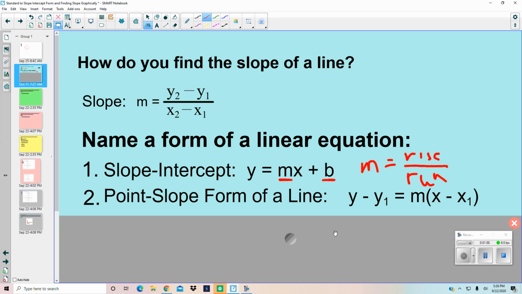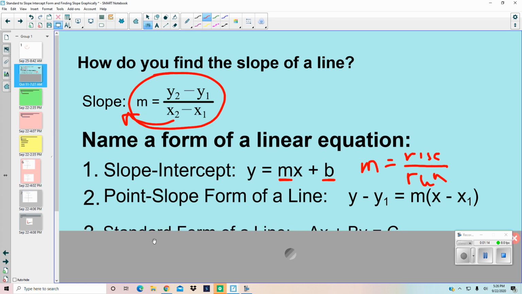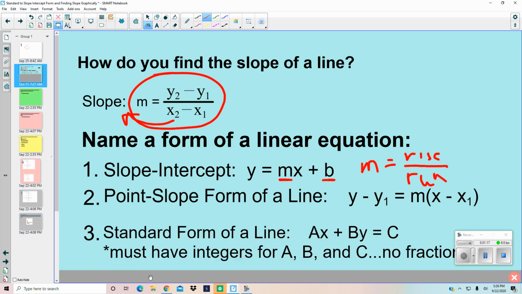And another form is point-slope form. That comes directly from the slope formula. If I just move this x2 minus x1 up to this other side, I have point-slope form: y minus y1 equals m, and then parentheses x minus x1. Then the third form is called standard form. Both x and y are on the same side, added together, and they equal the constant. So ax plus by equals c. A, b, and c must be integers, so no fractions or decimals.